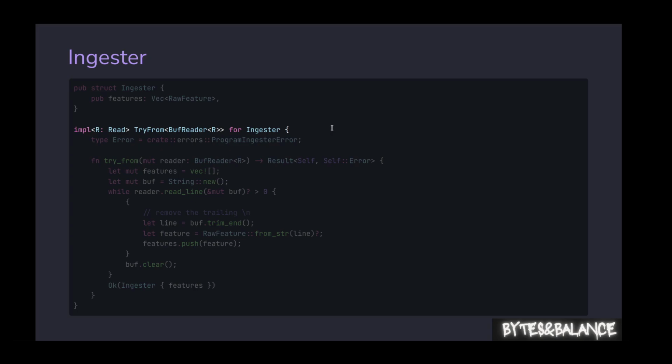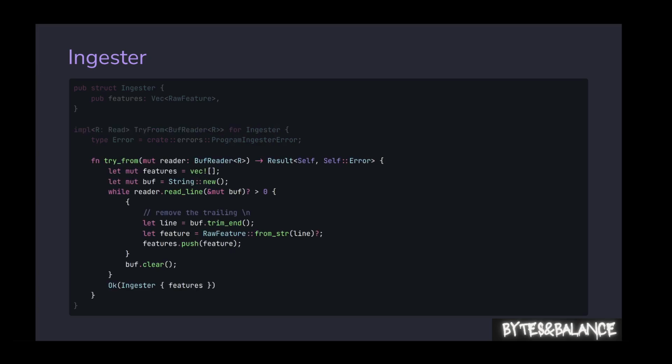The implementation of the TryFrom trait for Ingester reads lines from the BufRead using the read_line method from here, and it removes the trailing newline character, converts the line to a RawFeature using the from_str method, and pushes the raw features to the feature vector. So the pushing is happening here. So features, an empty vector we start, and then we read line by line, and then after some conversion and pushing, we're going to fill this features vector.